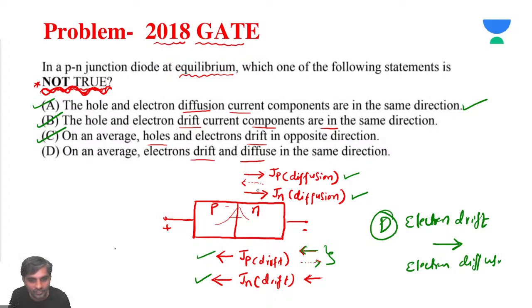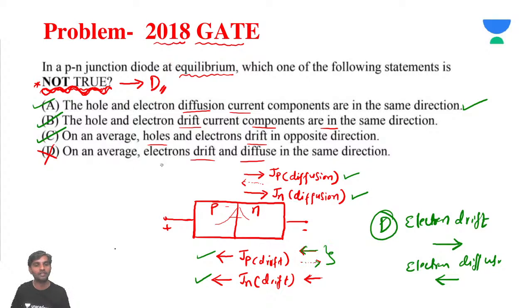We have seen electron diffusion is this. I'm not talking about current. I'm talking about just electron drift and electron diffusion. So electron diffusion is in this direction. So statement number 4 is wrong. So what should be our answer, sir? Our answer should be 4.